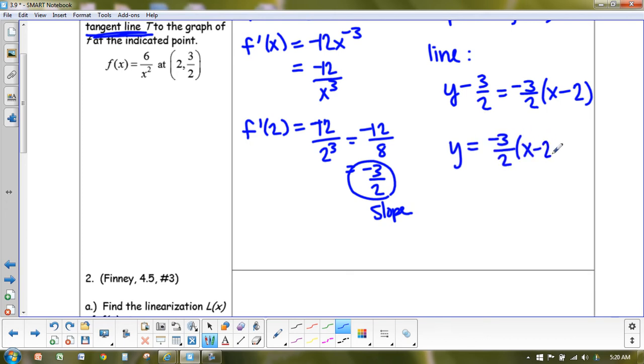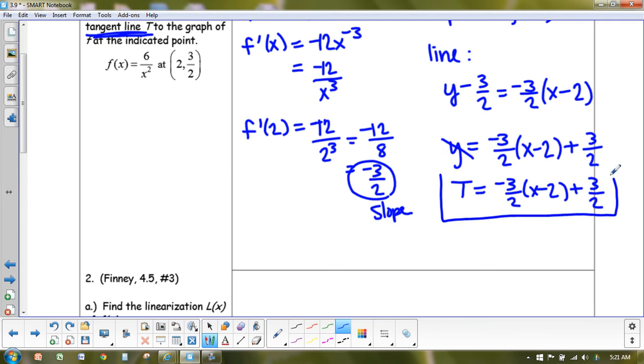You are welcome to actually distribute and solve it all out. If you do, you would get negative 3 halves x plus 9 halves. But like we've talked, you're more likely to make a mistake. You don't get your credit for AP if you do make a mistake, so it'd be easiest to just leave it in the parentheses format. So that was something you could have been asked to do since way back in chapter 2.